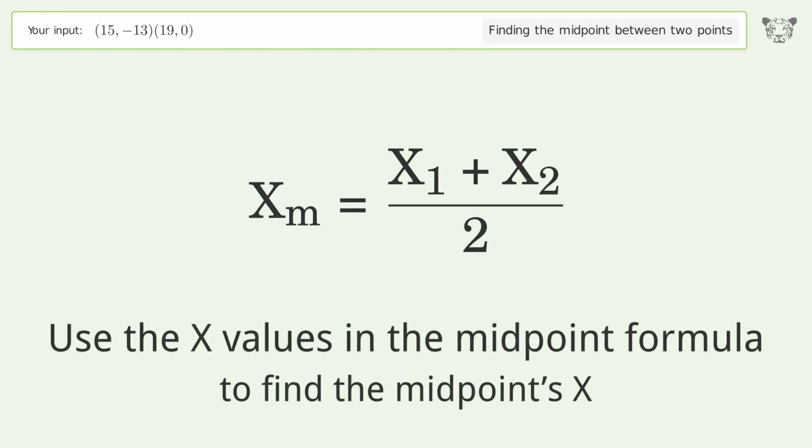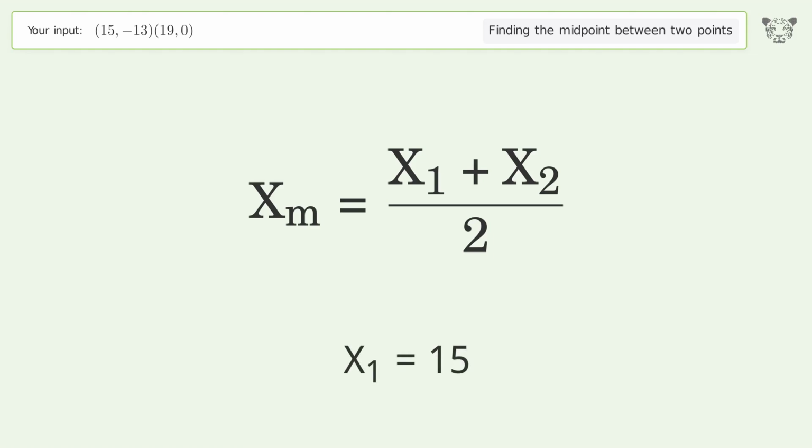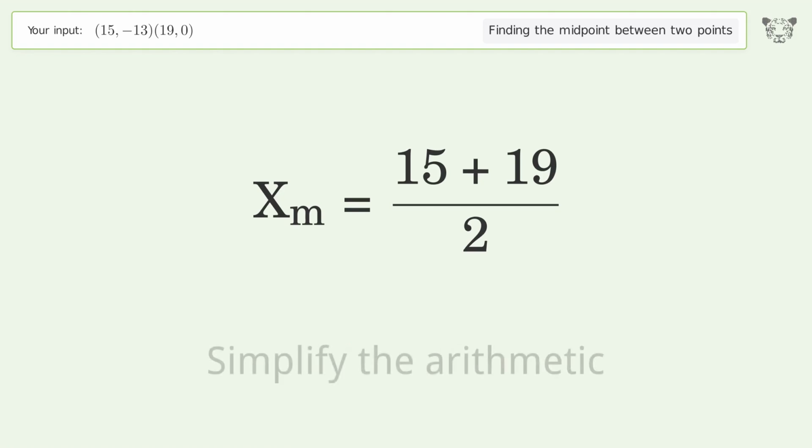Use the x values in the midpoint formula to find the midpoint's x. x1 equals 15. x2 equals 19. Simplify the arithmetic.